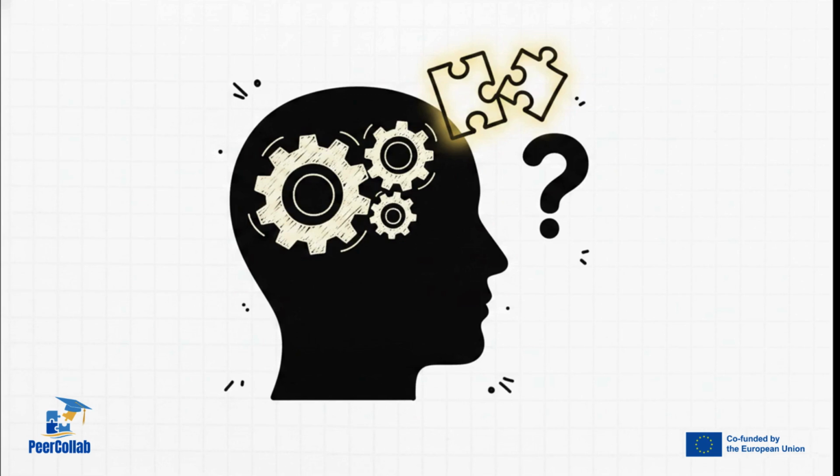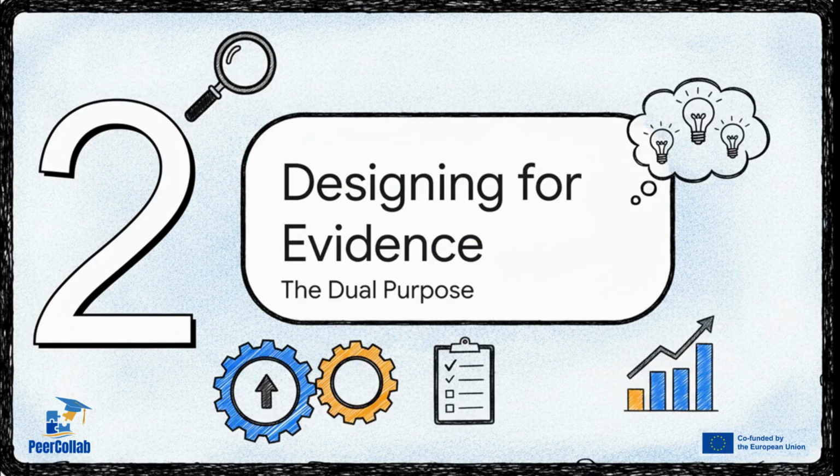We really have to move past basic recall. We want to prompt analysis, evaluation, creation. We want to literally see the gears turning in their heads in real time. So if a question doesn't make a student pause and connect two different ideas, we might need to upgrade that question. Section 2. Designing for Evidence, the dual purpose of activities.